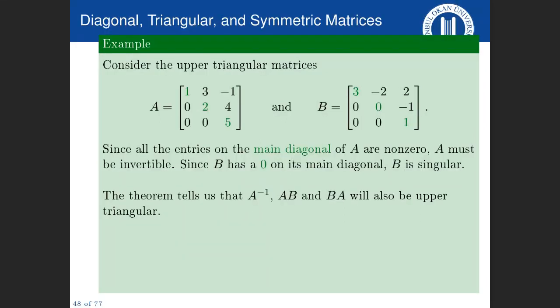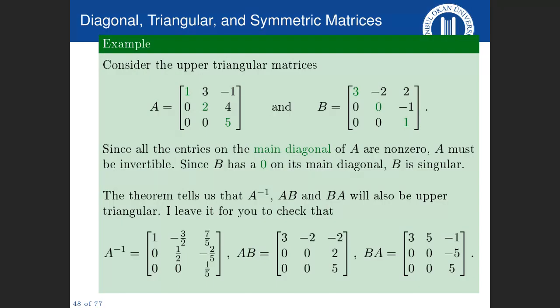The theorem tells us that A inverse and AB and BA will also be upper triangular. I'll leave it for you to check these calculations. Check that A inverse is this matrix, AB is given here, and BA is given here. These are all upper triangular matrices.